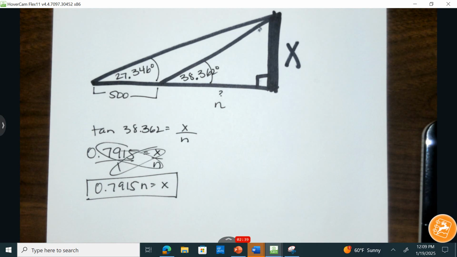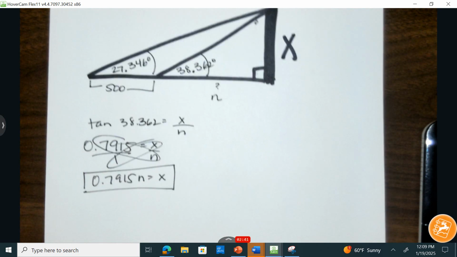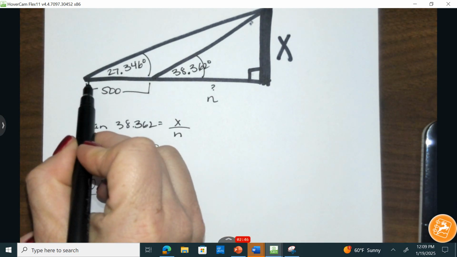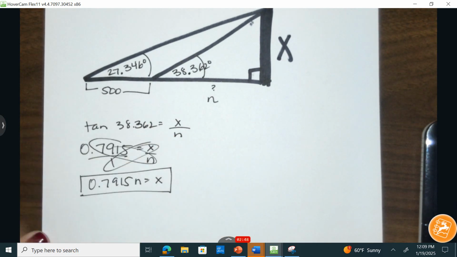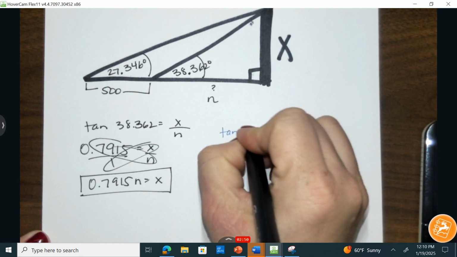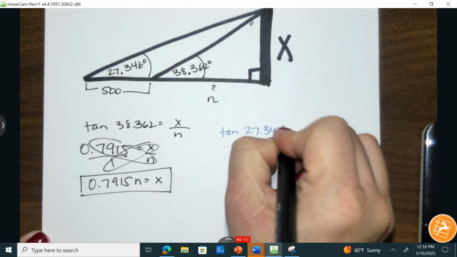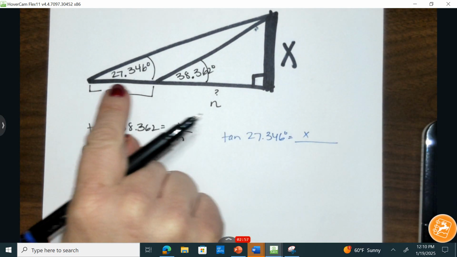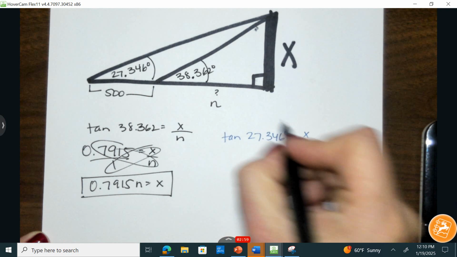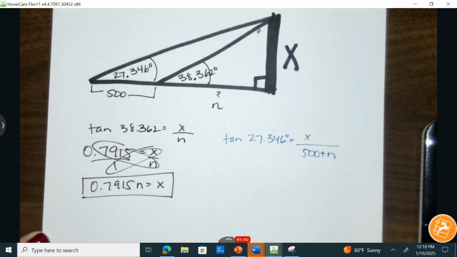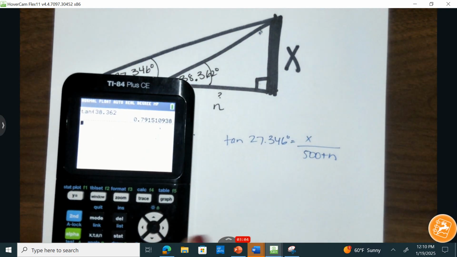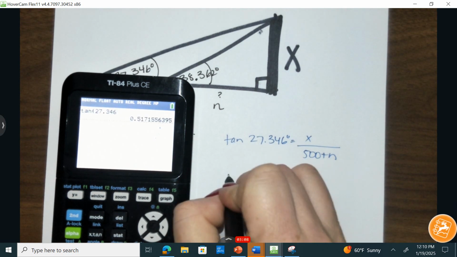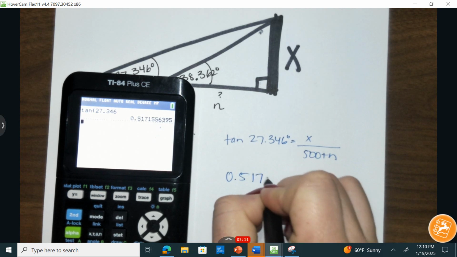Now let's create a secondary equation. In this secondary equation, we're going to use the fact that when the observer moved back 500 feet, we have a new angle of elevation. So the tangent of 27.346 degrees is equal to opposite over adjacent. Now the adjacent is 500 plus this unknown length. Just like I did in the previous part, I'm going to figure out the tangent of 27.346, and I'm going to round that again to 4 places.